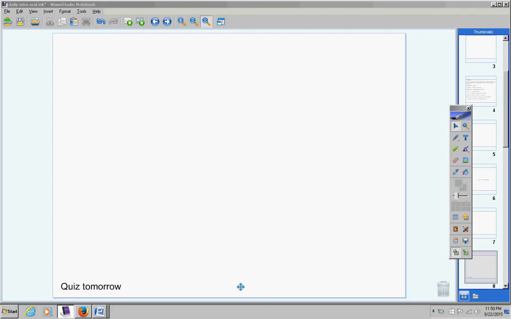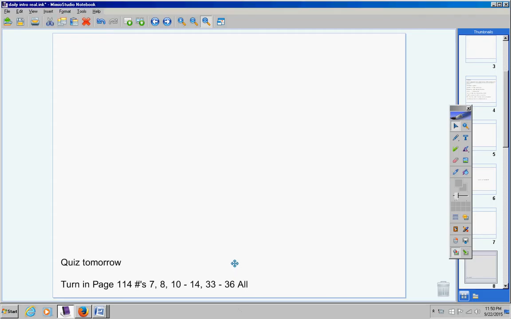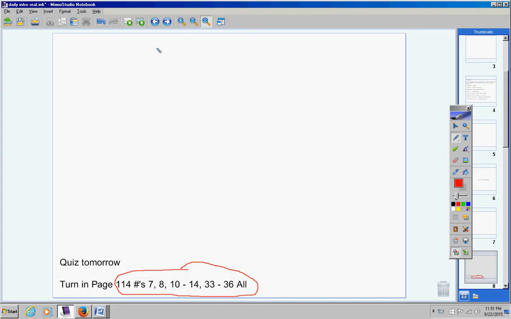Let's get started today. First of all, there will be a quiz tomorrow, and we will go over that information later today. At this time, go ahead and turn your homework in from yesterday. Here is your homework from yesterday right here. Please turn that in now. Make sure your name is on that assignment, and go ahead and turn that in at this time.